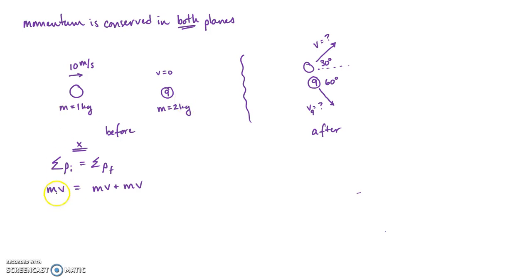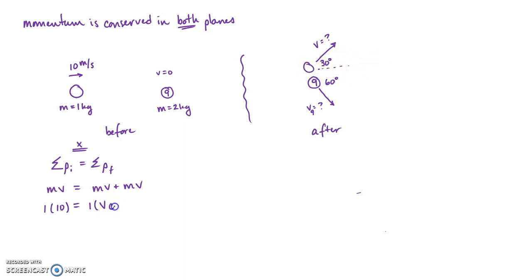So now if I go here, the only thing moving to start with in the x-plane is the 1 kilogram mass, and it's moving at 10 meters per second. Then afterwards, the 1 kilogram mass is moving with an unknown velocity, but in the x-plane, we always said that this is going to be cosine.